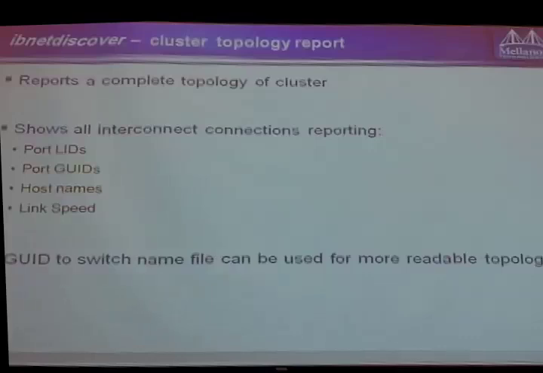Now I want to talk about cluster-based tools that IBDiags comes with. The one I will tend to use the most is called IBNetDiscover. And this will give you a cluster topology report. It'll show you exactly what your cluster looks like. It shows all of your LIDs. It shows your port GUIDs. A GUID is much like a MAC address. It's an identifier that never changes and is unique across all InfiniBand cards. It gives me my host names, my link speed, etc.